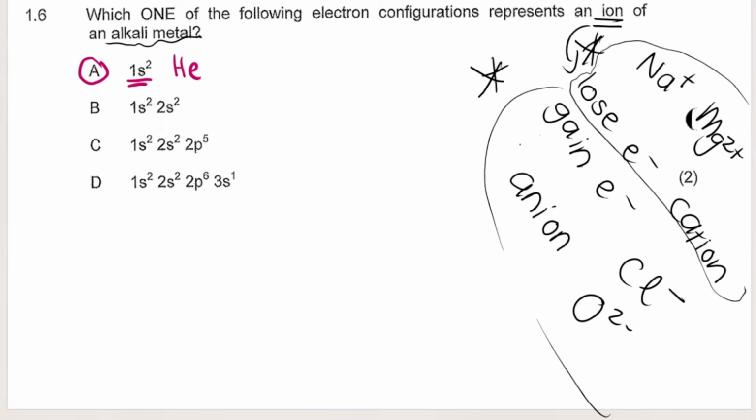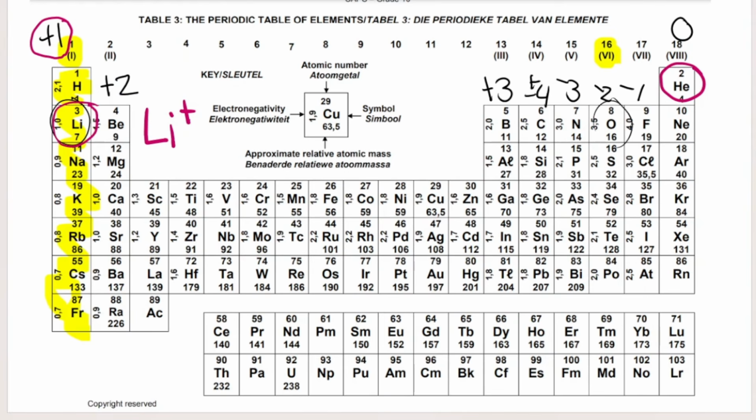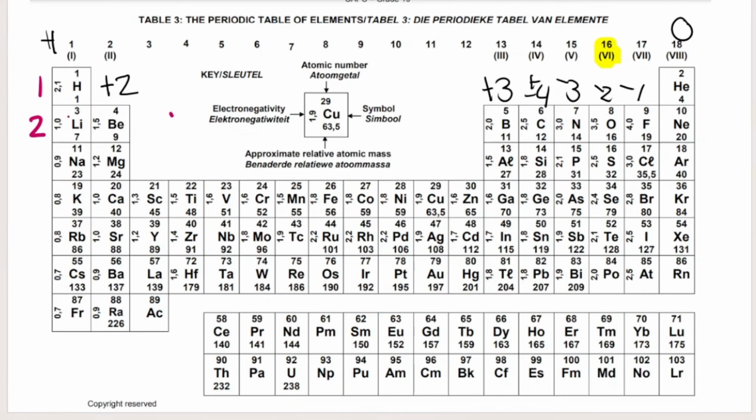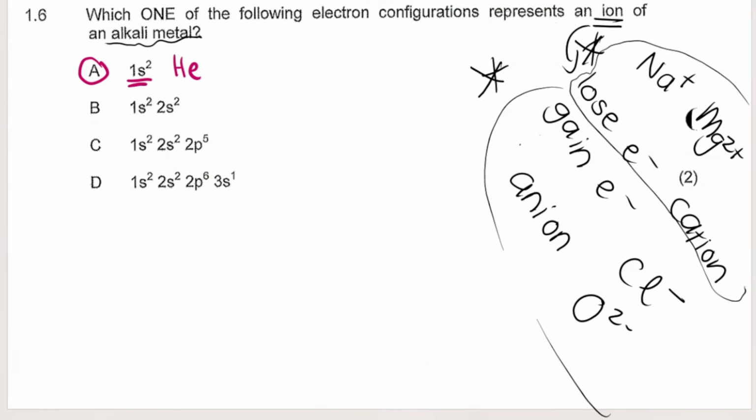1s2, 2s2. So 1s2, I'm going to just clear this mess and I'll show you. 1s2 means that it's 2 electrons. This is energy level 1. This is in energy level 2. This is 2s1 and this is 2s2. So that's referring to beryllium. That is definitely not an ion of an alkali metal. So not B.